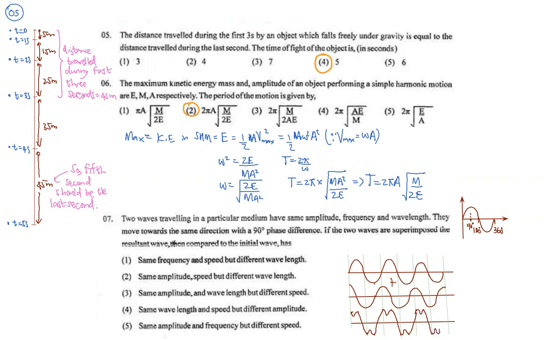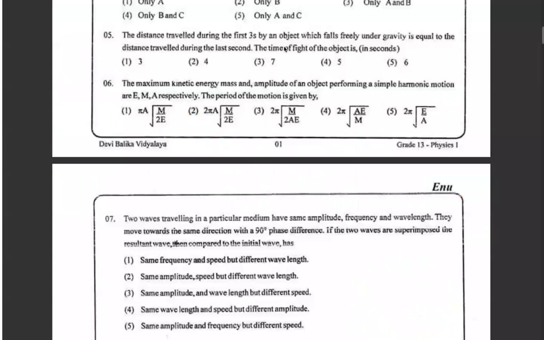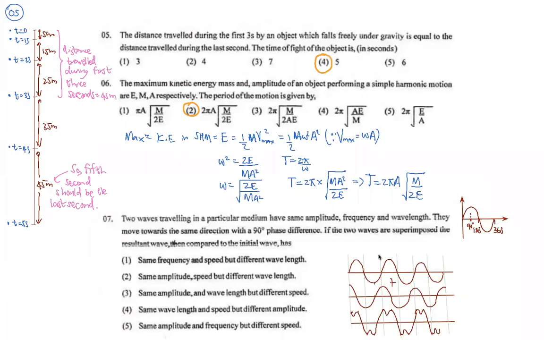Yes, this is how they are going to combine. So tell me about this. Did you understand? This is how the graph is going to be. So what is the frequency now, people? Same wavelengths and speed, but different amplitude.